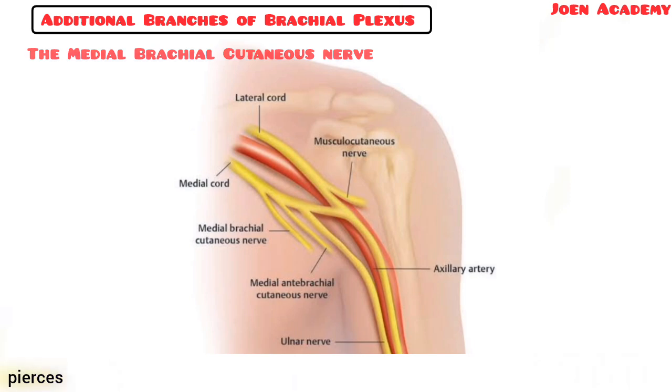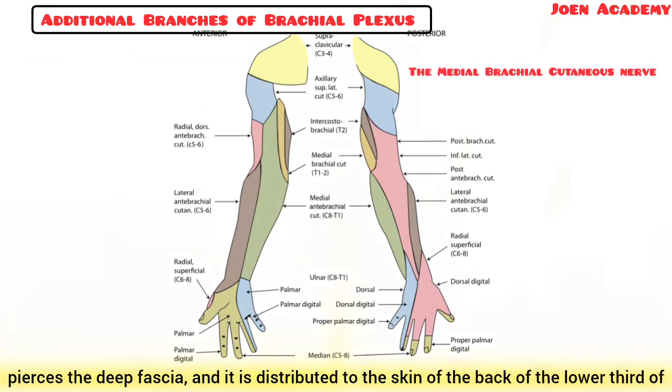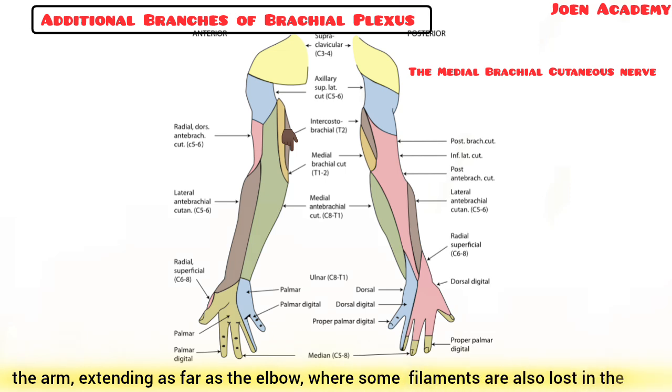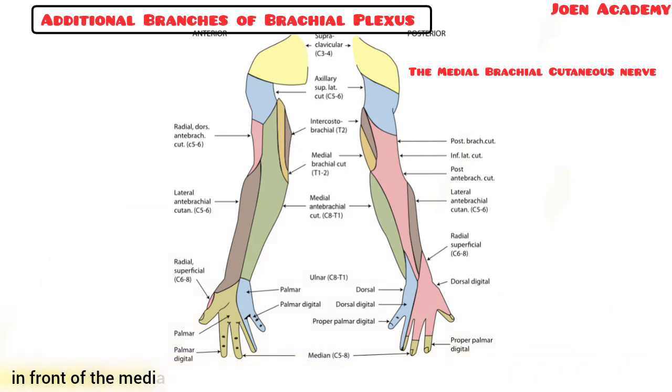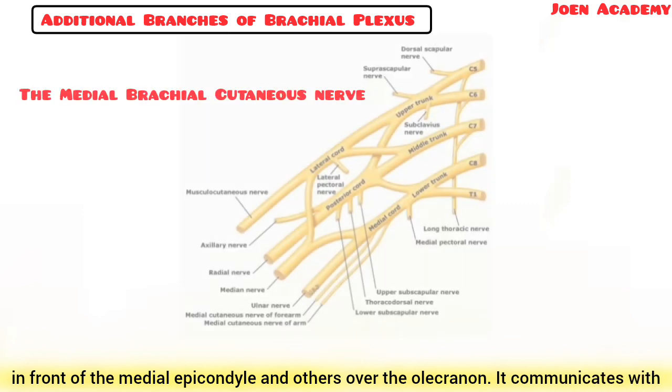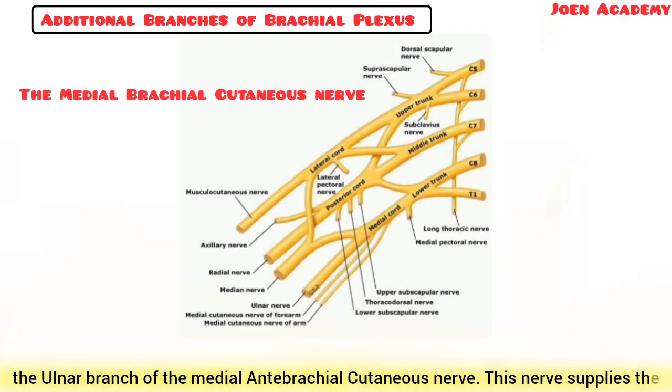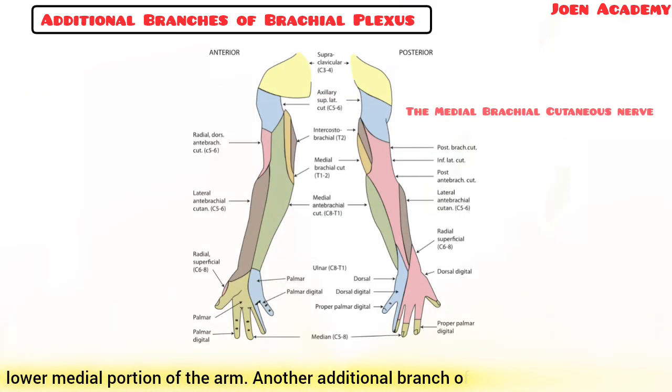The medial brachial cutaneous nerve descends along the medial side of the brachial artery to the middle of the arm, where it pierces the deep fascia, and it is distributed to the skin of the back of the lower third of the arm, extending as far as the elbow, where some filaments are also lost in the skin in front of the medial epicondyle, and others over the olecranon. It communicates with the ulnar branch of the medial antebrachial cutaneous nerve. This nerve supplies the lower medial portion of the arm.